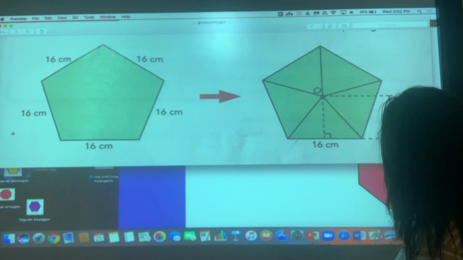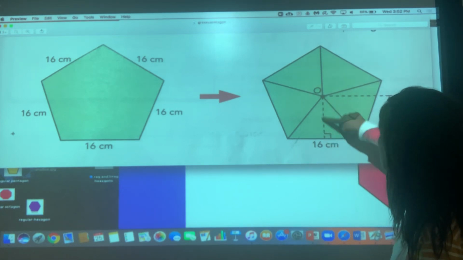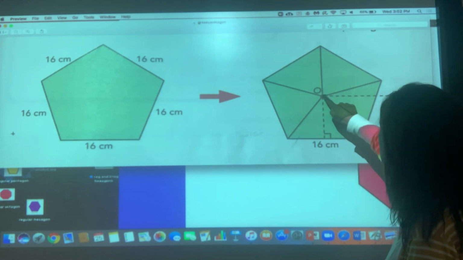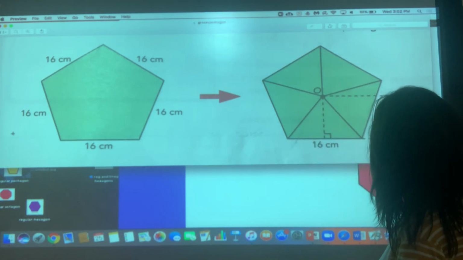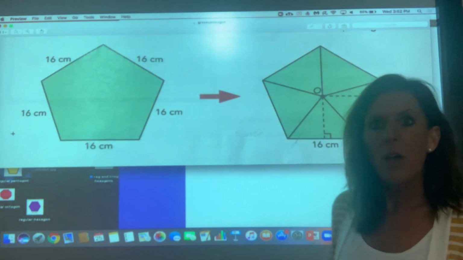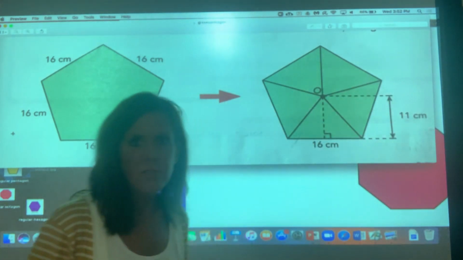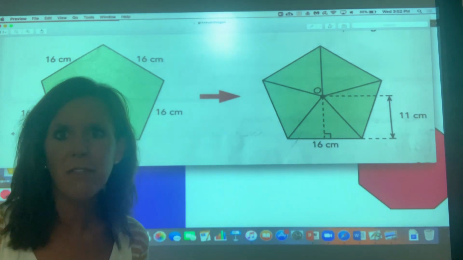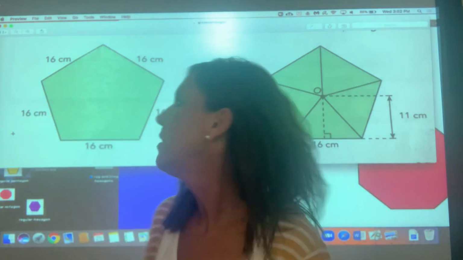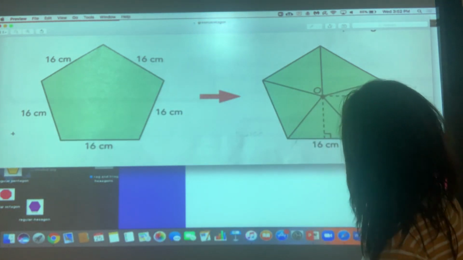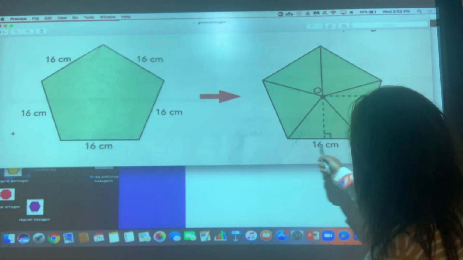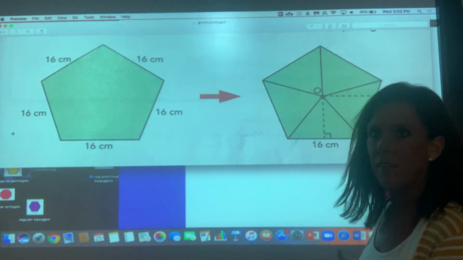But then it also tells you that the height of this triangle is 11 centimeters. So we know that the base of this triangle right here is 16, and we know the height is 11. Well, you know the area formula for triangles. Remember, its area equals half base times height. So what would be the fastest way to get the area of a triangle that has a base of 16 and a height of 11?